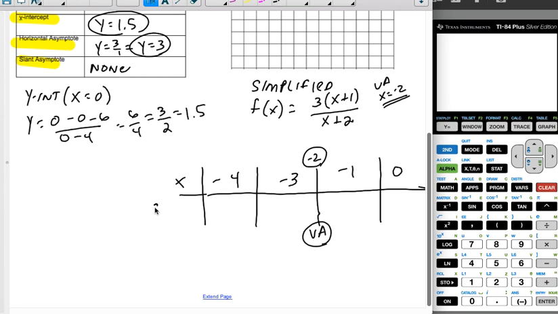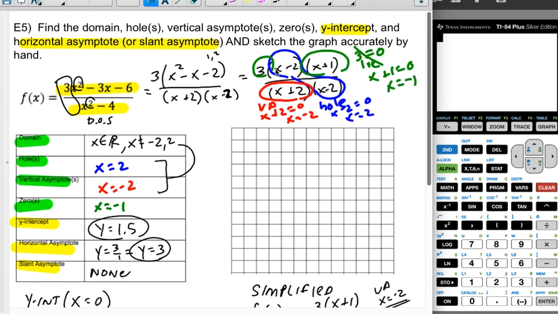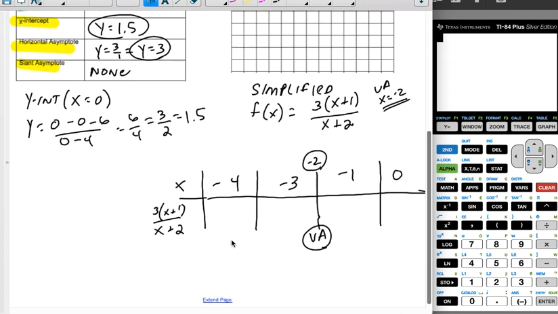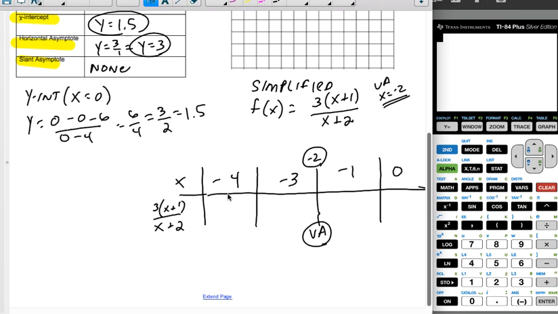What I'm doing is I'm plugging into 3 times x plus 1 over x plus 2. I'm plugging into the easiest version. So I could plug into this original, but why? Why not plug into the easiest version of this? So when I plug in a negative 4, I get 3 times negative 3 over a negative 2, right? That seems to be a 9 halves, or 4.5 if that helps. When I plug in negative 3, I get 3 times negative 2 over negative 1, right? Which seems to be a negative 6 over negative 1, or a 6, right?